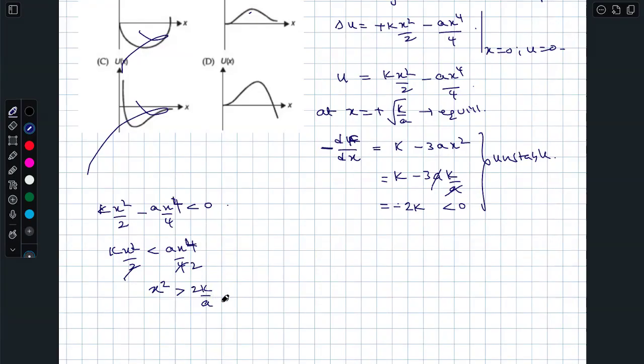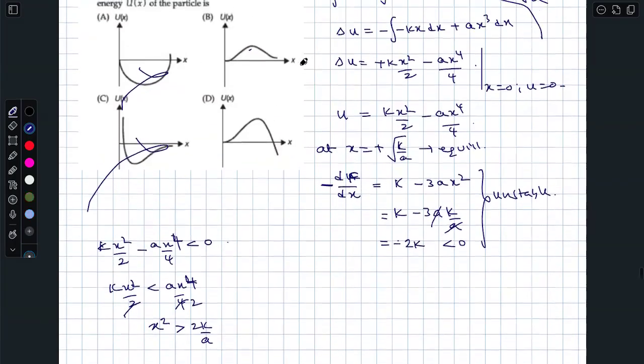Once x is greater than root 2k by a, what happens? Root k by a is the equilibrium position. Once it is more than root 2 times the equilibrium position, u becomes negative. But what is B suggesting? At infinite, u becomes 0, but that is not the situation here. So this is wrong, this is right.